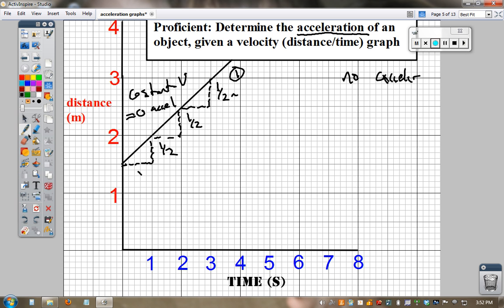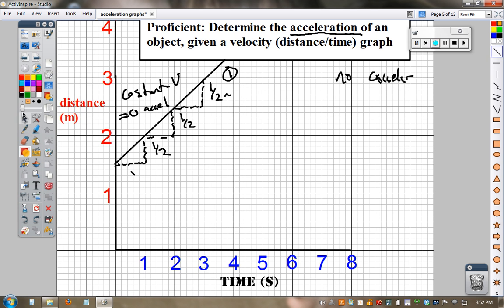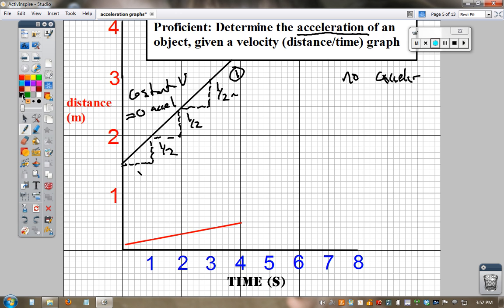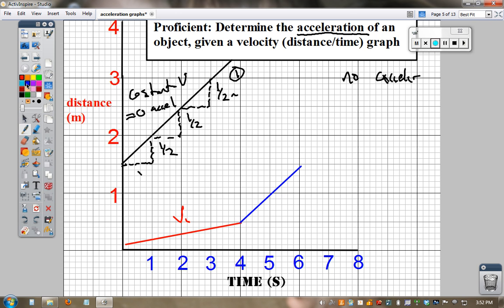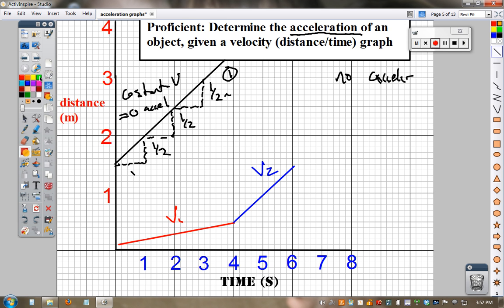So let's do line 2. Let's call this line 2. And I'll do it in blue or red. Okay? Let's say it starts here and it travels half a meter in 4 seconds. Okay? So it'll be V1. And then for V2, it travels 1 meter in 2 seconds. V2. And then V3 in dark green, oh, it travels super far.